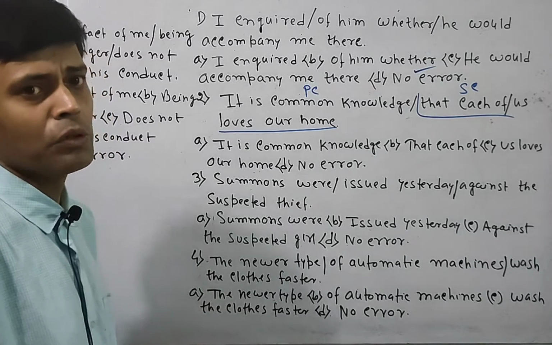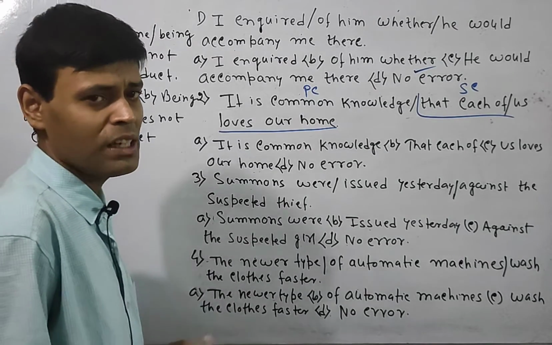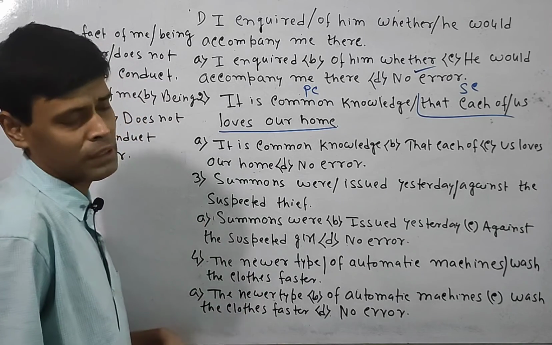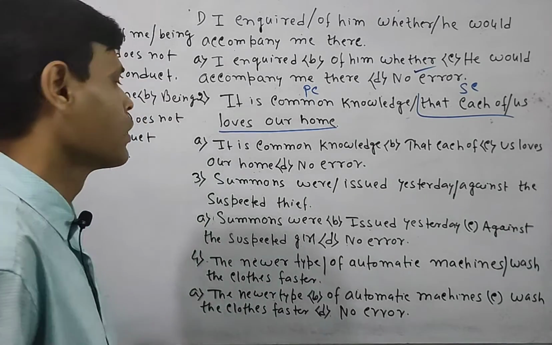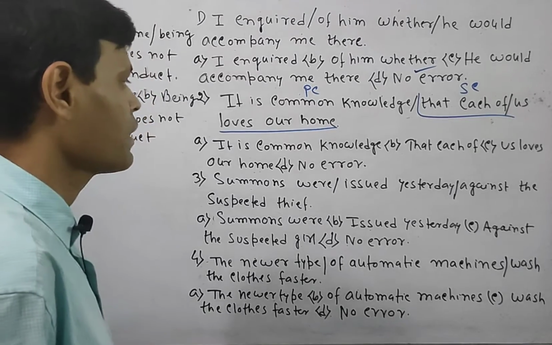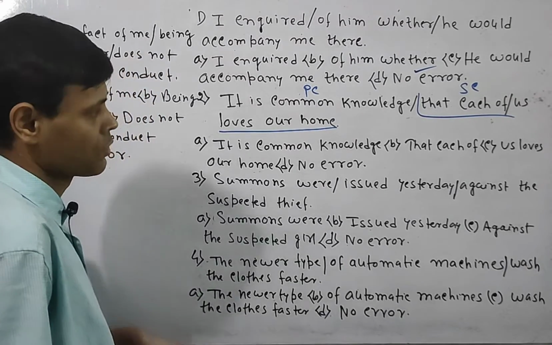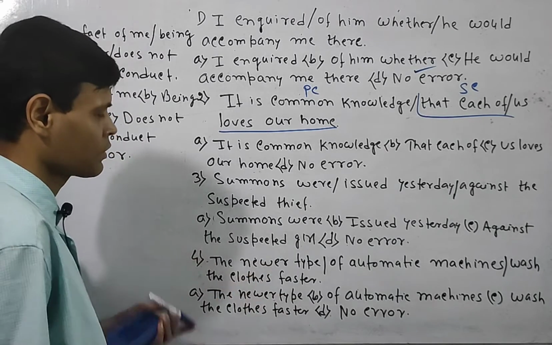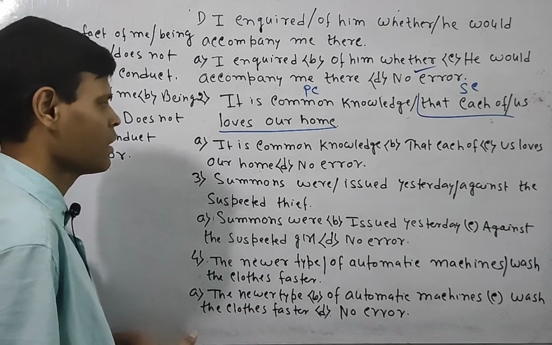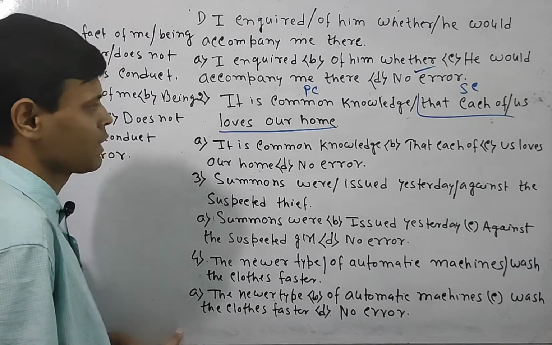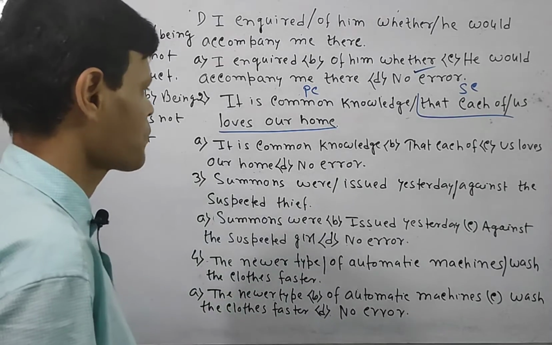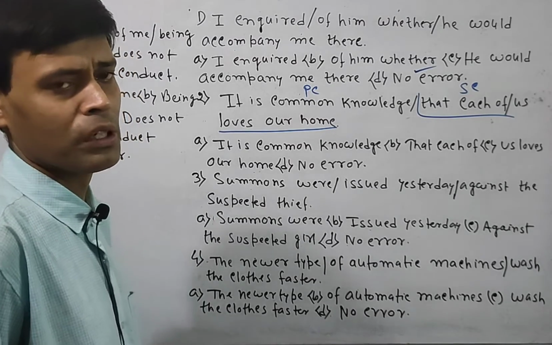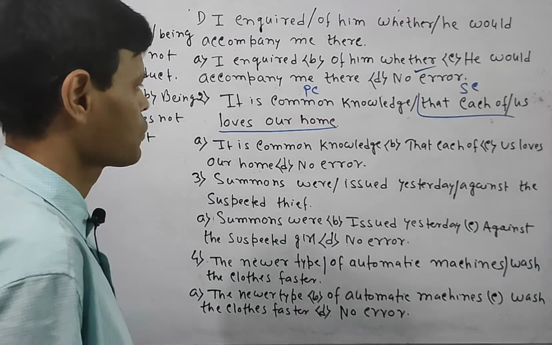Whenever you are going to use the pronoun each, instead of our, we should always write something like his. But here instead of writing his, we have written us. So the right answer is: it is common knowledge that each of us loves his home. Each of us loves his home.